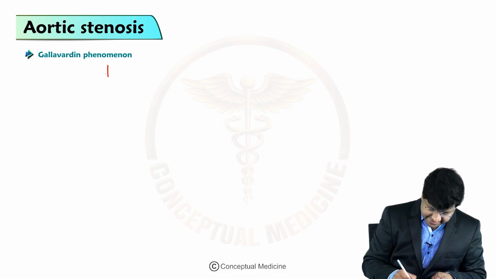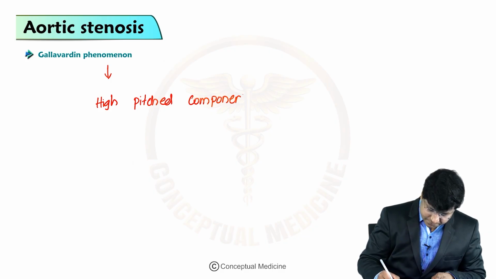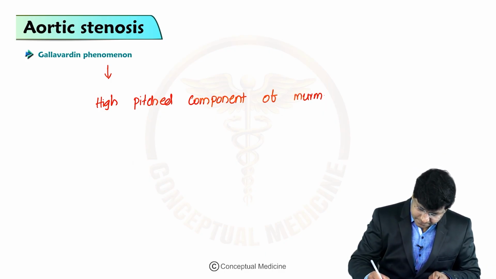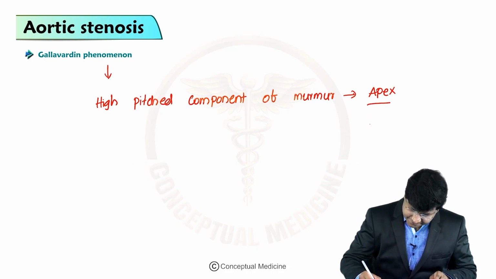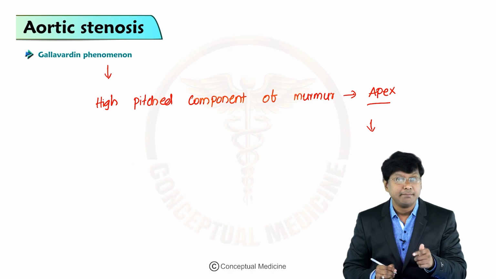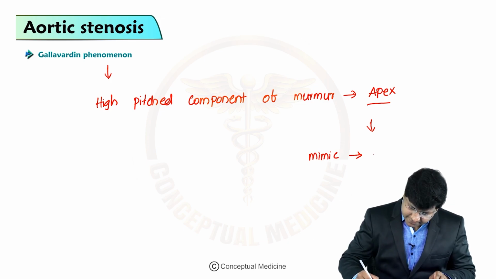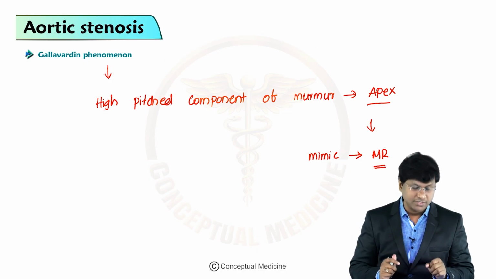Okay, so what is this Gallavardin phenomenon? Gallavardin phenomenon is the high pitched component of the murmur, and it is heard at the apex of the heart. Okay, and this murmur may mimic the murmur of mitral regurgitation, and that is what is called the Gallavardin phenomenon.